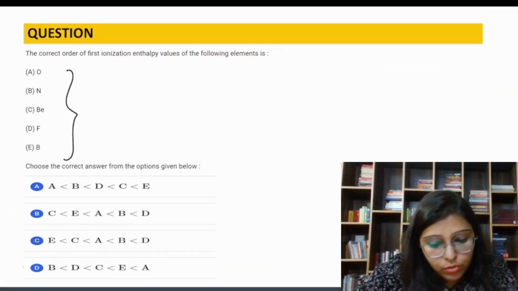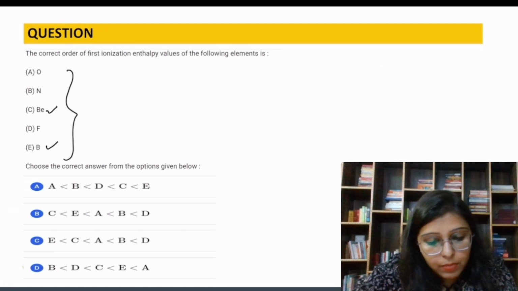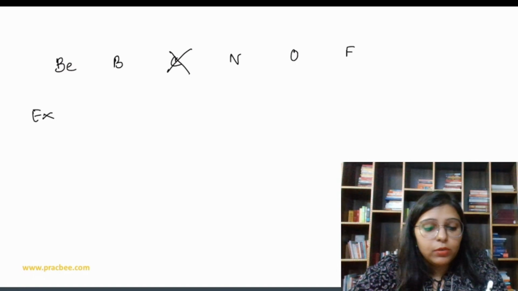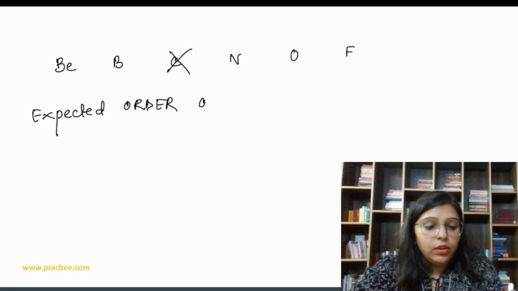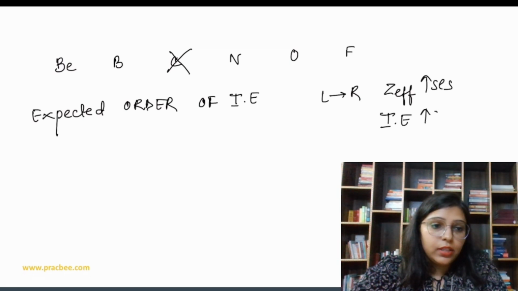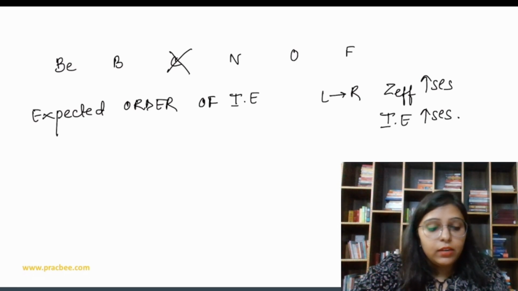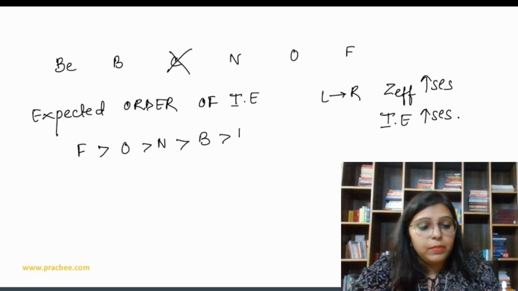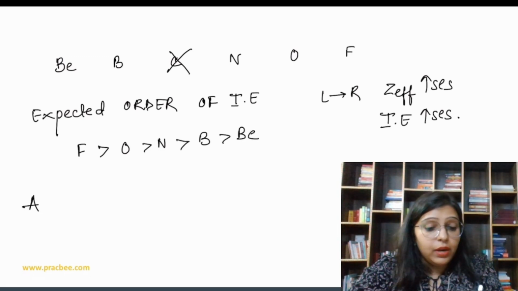So in this, beryllium is there, boron is there, carbon is not there. If we talk about the expected order of ionization enthalpy, on moving left to right, Z effective increases, and if Z effective increases, then ionization enthalpy also increases, right? So fluorine highest, then oxygen, then nitrogen, then boron, then beryllium. This is the expected order, but this is not true. So what is the actual order?